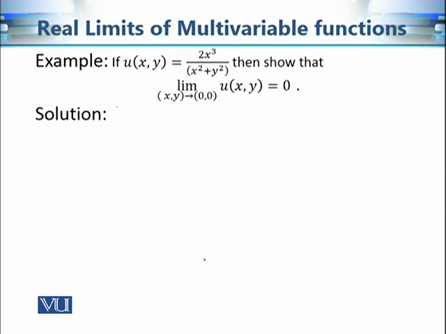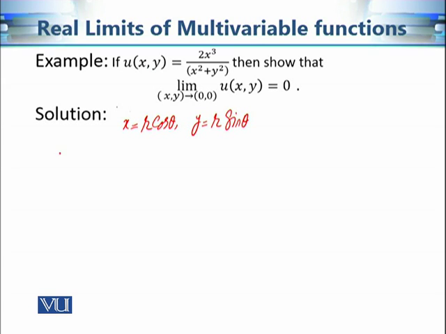Okay, let's have a look at some example. We have a function and we want to check whether this limit is equal to 0 or not. To calculate this limit, we use polar coordinates, with the expressions x equals r cosine theta and y equals r sine theta.